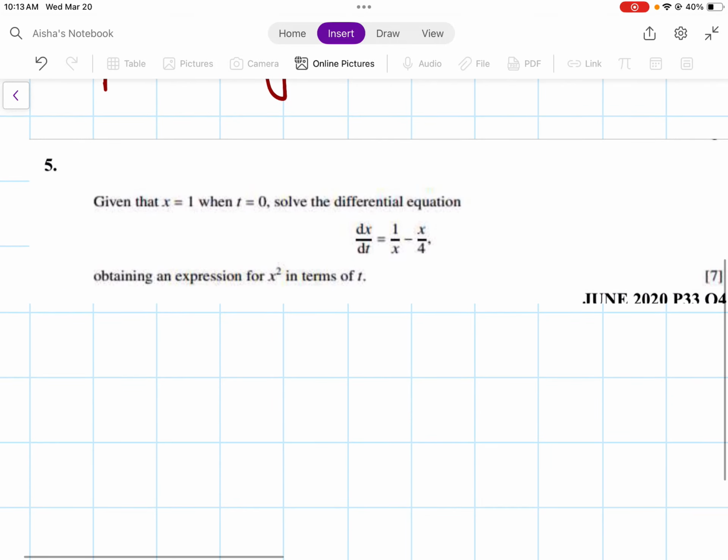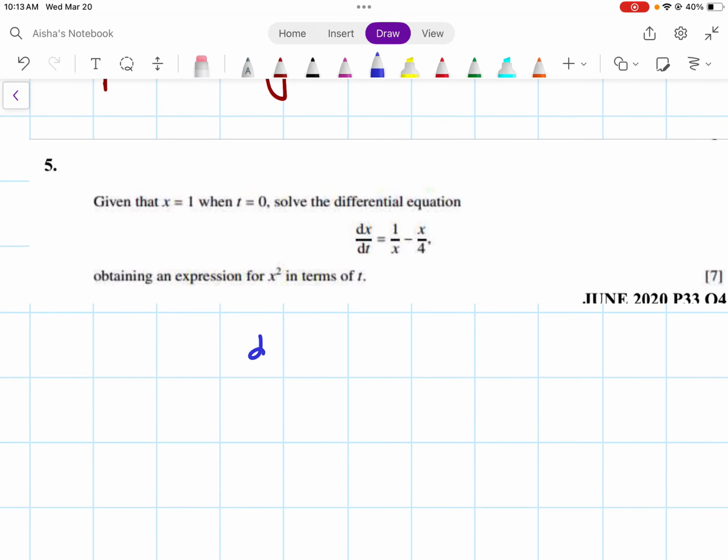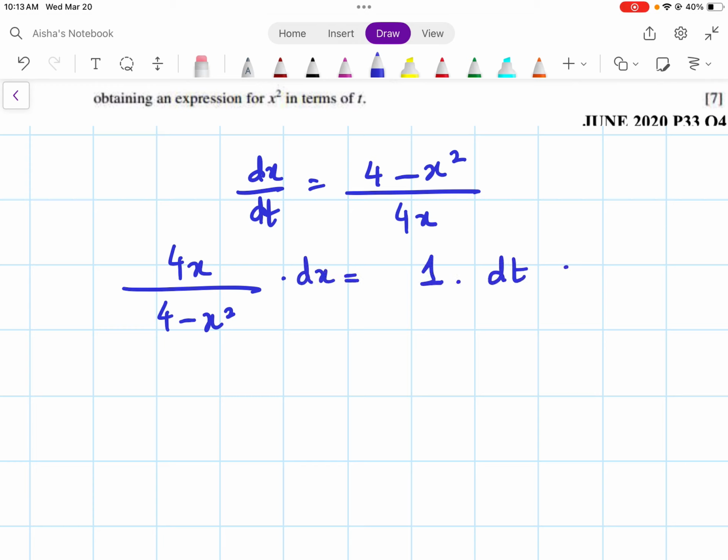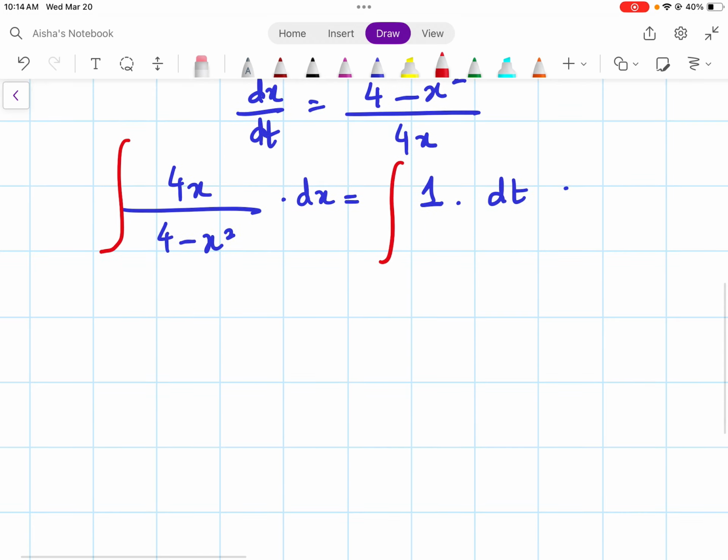Okay, so dx upon dt is this. Let's take LCM. Separating variables means take all variables with x on one side with its respective dx and everything else on the other side. Now introducing integration sign on both the sides. Each side can be integrated with the same technique, or with a different technique.